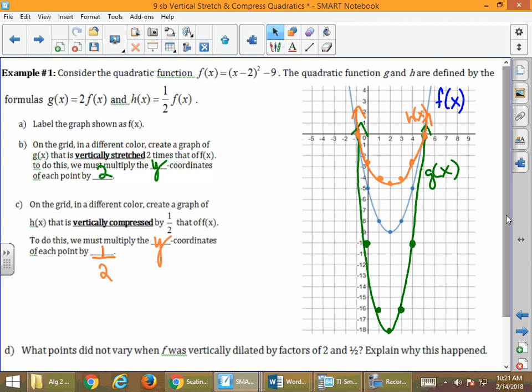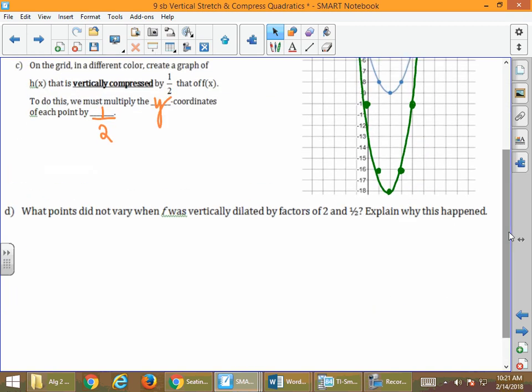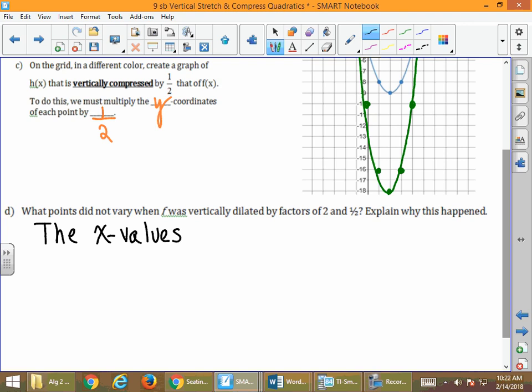But what points did not vary or did not change on this graph? We changed all of them. Zeros didn't change, and the x's. In fact, we can really condense that statement into the x values didn't change. And the x values didn't change because they're horizontal values.